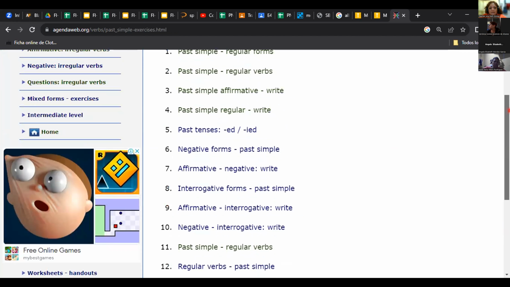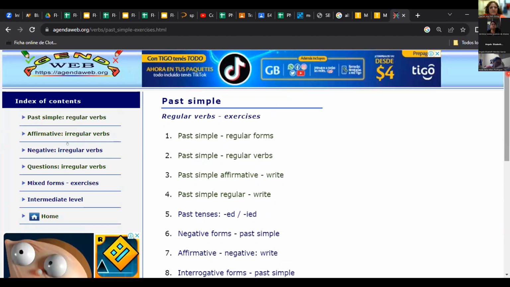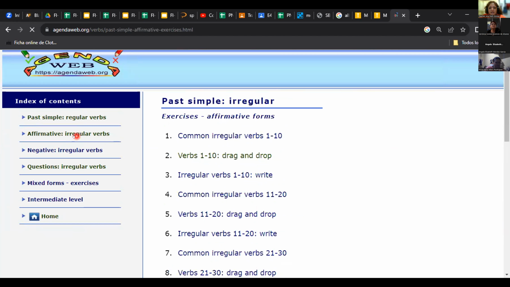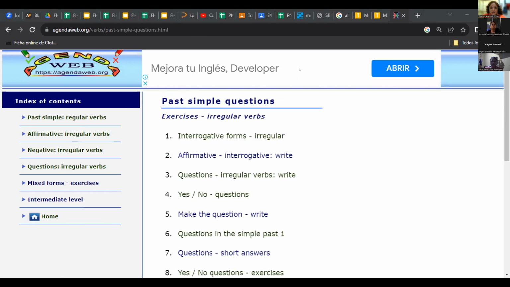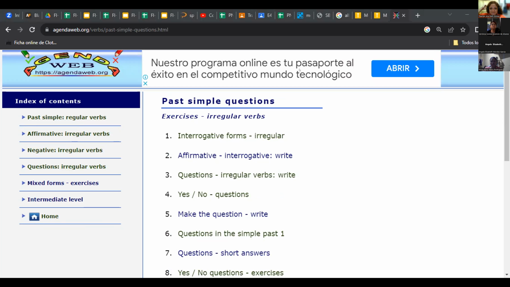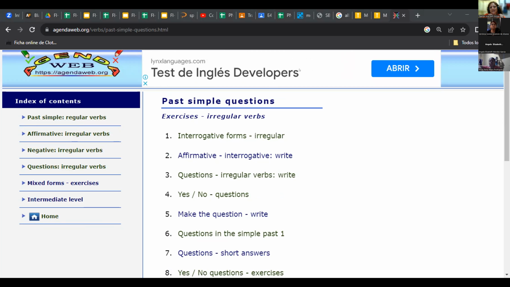But then we can have affirmative irregular verbs. Then you can have negative sentences, questions. I mean, this is a very complete website. Así que si usted quiere practicar pasado, ahí le mandé el link. So you can practice because there are a lot of exercises that you can use. You got it? But this is something personal. I mean, it's like, oh, I don't have anything to do, I'm going to study my verbs.